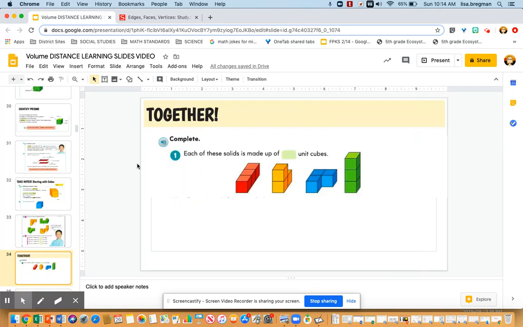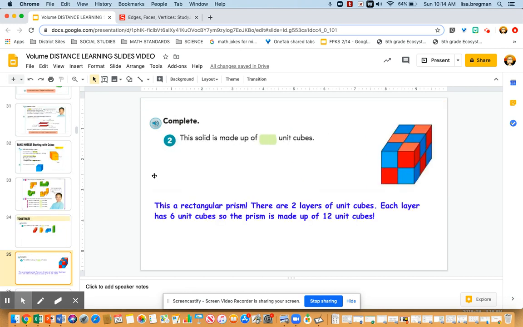So let's try these. Each of these solids, and look, they're just different ways to build them. Like you can take your Legos and we can build them together. And let's see, 1, 2, 3, 1, 2, 3, 1, 2, 3, and 1, 2, 3. This solid is made up of, let's see how many unit cubes. This is a little bit trickier.